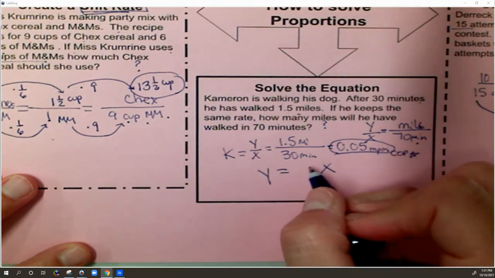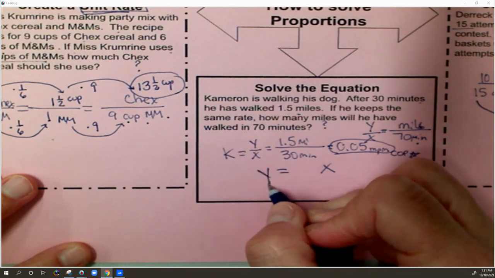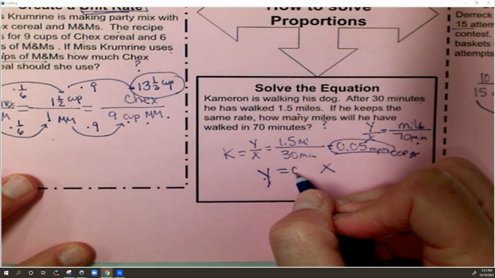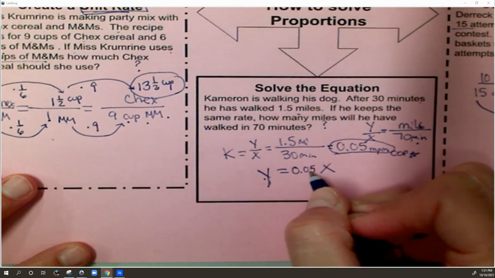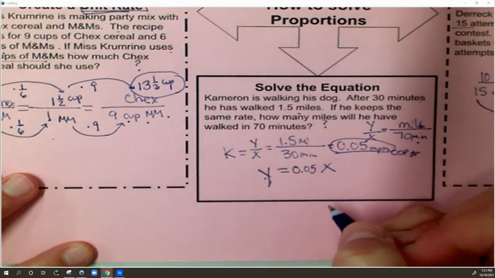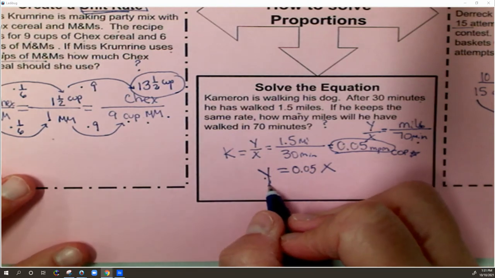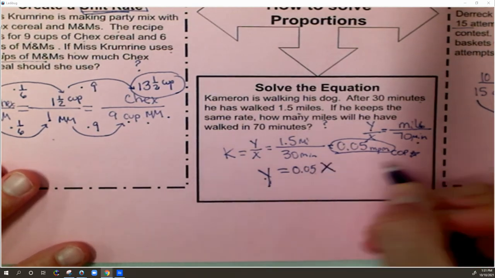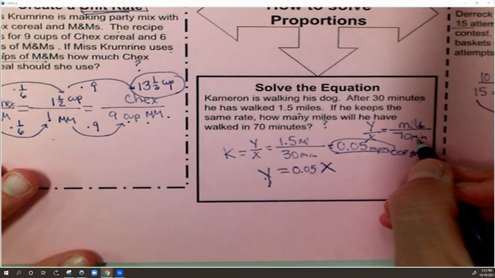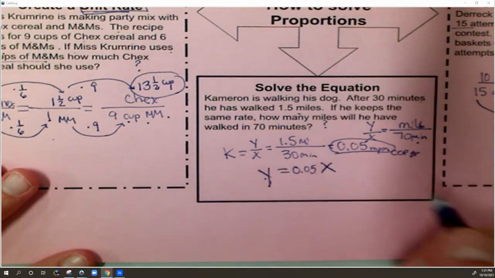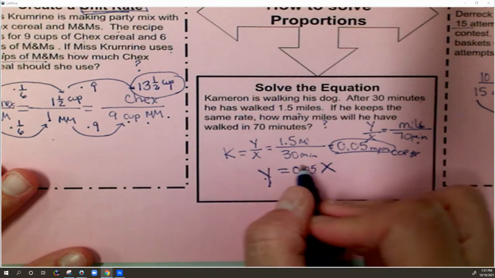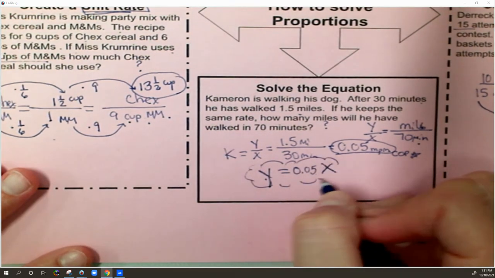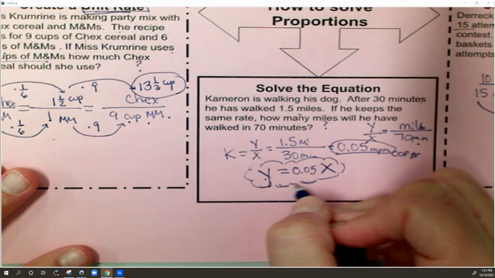So now that number goes here. Remember, y is the miles. To find the miles, I multiply the miles per minute times the minutes, because x is the minutes. That will give me the miles. Good. So now I have my equation. Here's the equation. That's what makes this the equation method. Now I have to solve it.